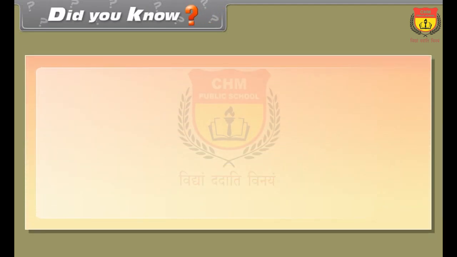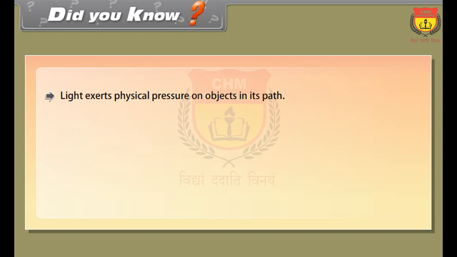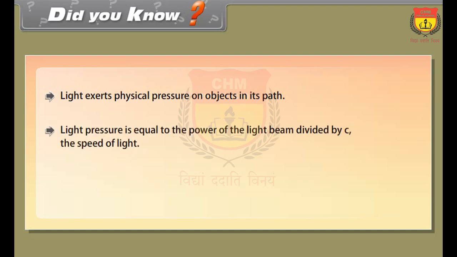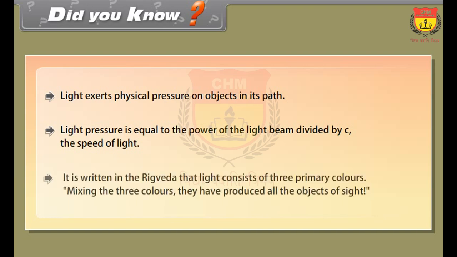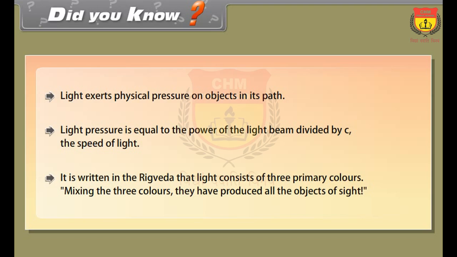Did you know? Light exerts physical pressure on objects in its path. Light pressure is equal to the power of light beam divided by c, the speed of light. It is written in the Rig Veda that light consists of 3 primary colors. Mixing the 3 colors, they have produced all the objects of sight.